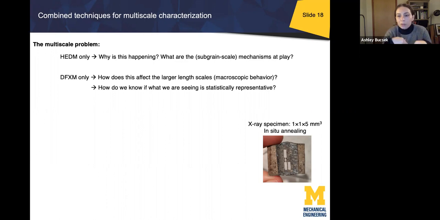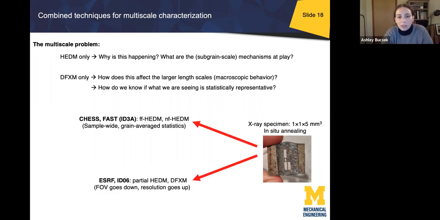Whereas if we do something high resolution like dark field, then we might be left with the questions, well, how does this affect the higher length scales? How does this contribute to the macroscopic behavior? And how do we know if what we're seeing is statistically representative? And that's a big one, I think, that we get a lot from reviewers and review panels. So those were what we were thinking about.